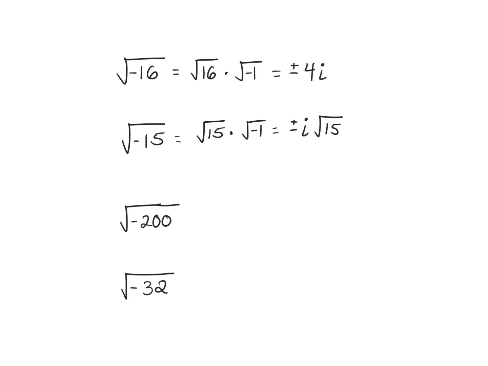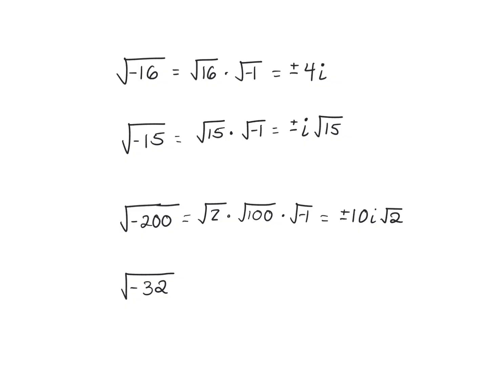Same thing for the square root of negative 200. I'm going to break this actually into 3 pieces. I'm going to break this into the square root of 2, which does not simplify, the square root of 100, which does, and the square root of negative 1. And then I'll simplify each piece individually. The square root of 100 is 10, so I have plus or minus 10. The square root of negative 1 is i, times the square root of 2.